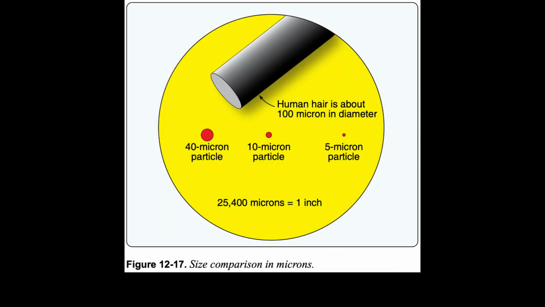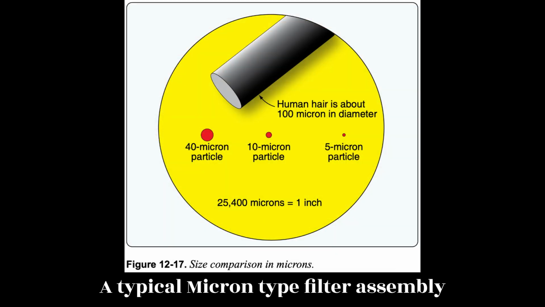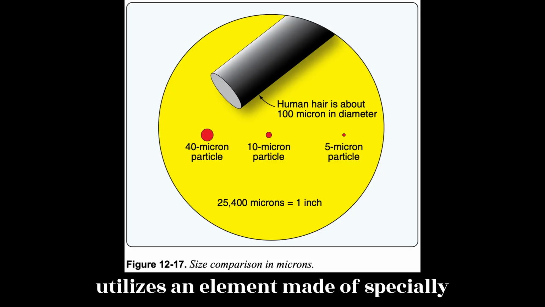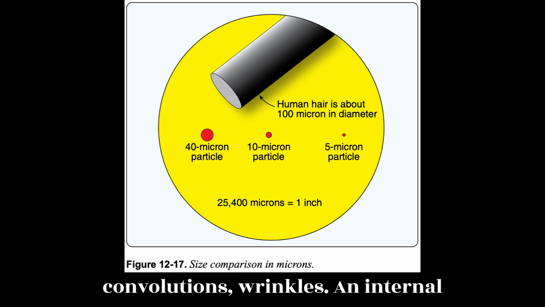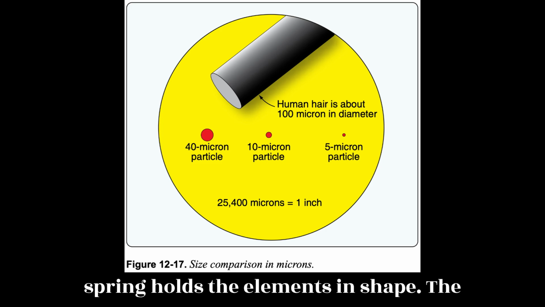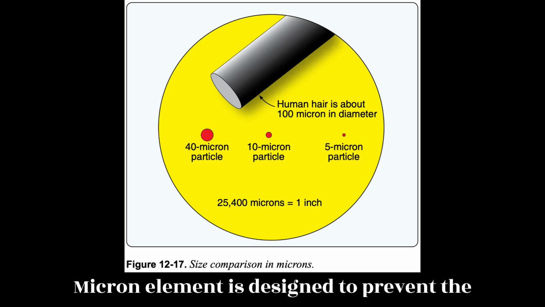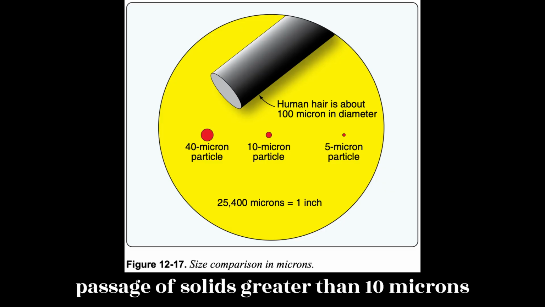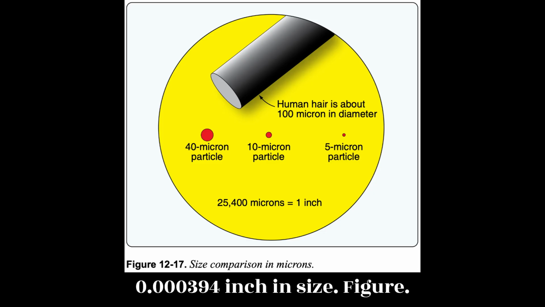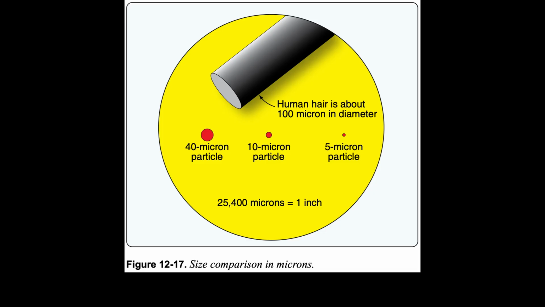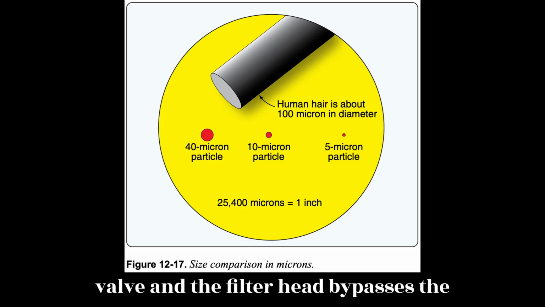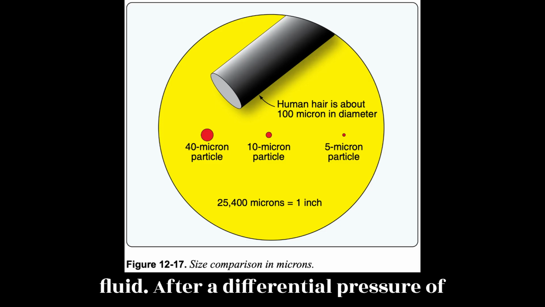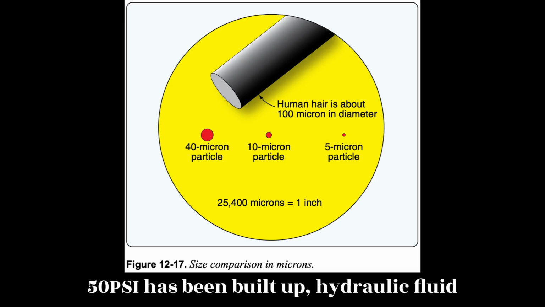Micron-type filters. A typical micron-type filter assembly utilizes an element made of specially treated paper that is formed in vertical convolutions, wrinkles. An internal spring holds the element in shape. The micron element is designed to prevent the passage of solids greater than 10 microns, 0.000394 inch, in size. Figure 12-17. In the event that the filter element becomes clogged, the spring-loaded relief valve in the filter head bypasses the fluid after a differential pressure of 50 psi has been built up.